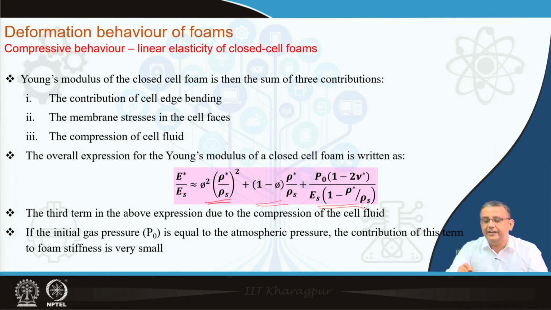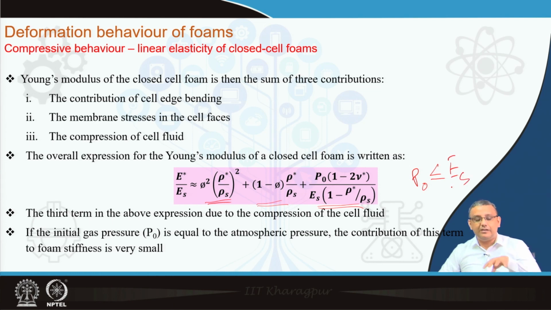And the third expression is the contribution of the fluid that is contained in the cells. Because it is a closed cell form, the cells can either be filled up by a liquid, or in the most normal case filled up with a gas. If it is a normal gas like air, then the contribution of the third term becomes insignificant, because P0 is much lower than ES. So the contribution of the pressure contained inside the gases becomes insignificant.